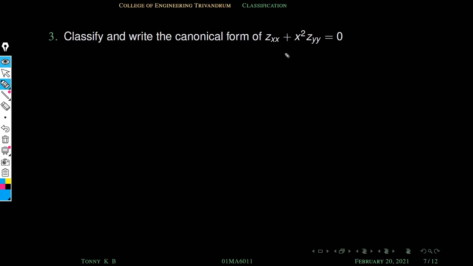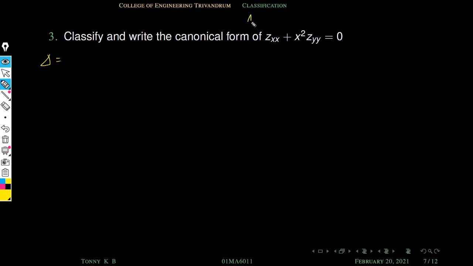This is actually an elliptic type problem. In this problem, we will see how to find the canonical form of an elliptic problem. So what is the discriminant? Find the discriminant of this problem. What is delta? That is b square minus 4ac.